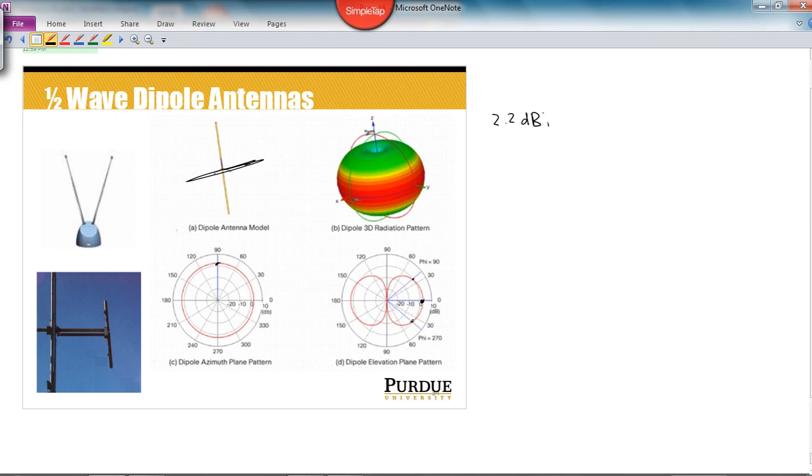So the last thing I'd like to point out is that you've probably seen a lot of half-wave dipole antennas in your life, and here are just some photos of ones that you may be familiar with.